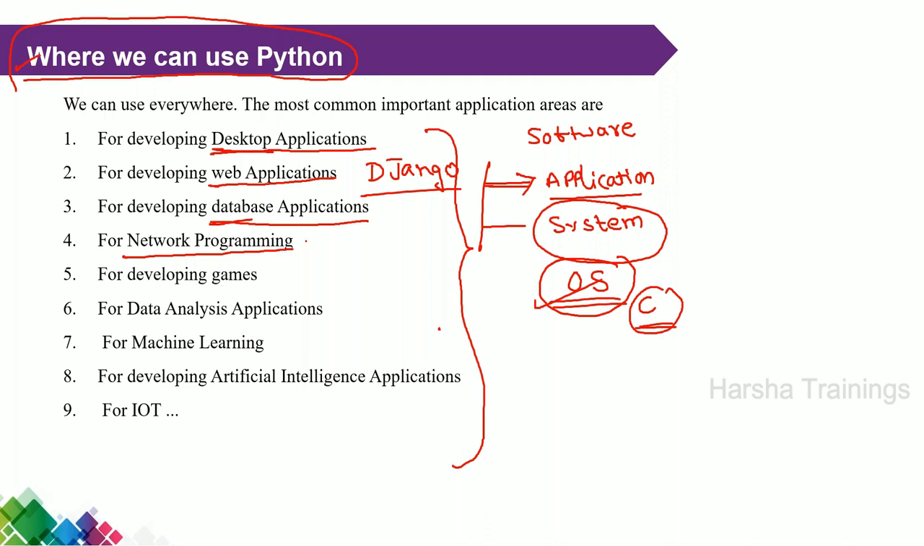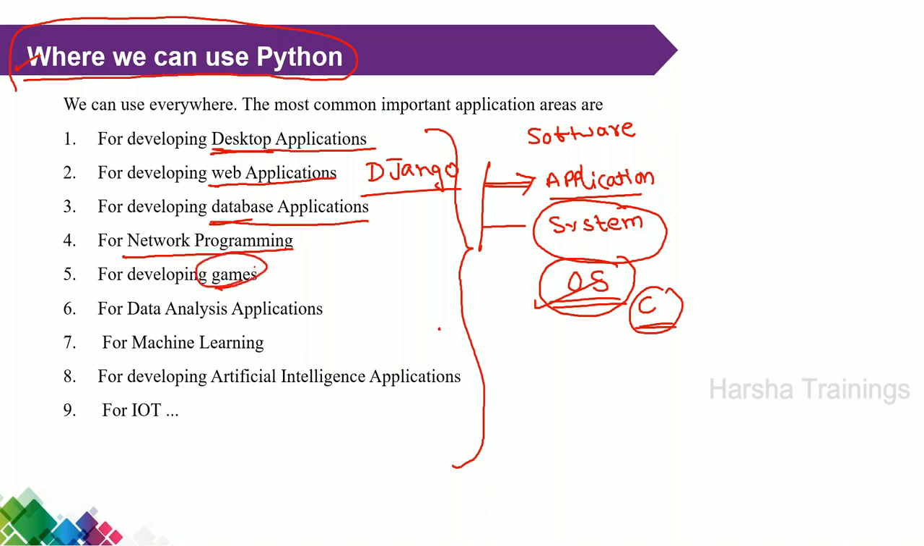So multiple networks are present, and nodes are present in each network. The nodes are connected; that is traversing. That means in networking we have different routing algorithms, like shortest path routing. Each and every network programming is also implemented by using Python.